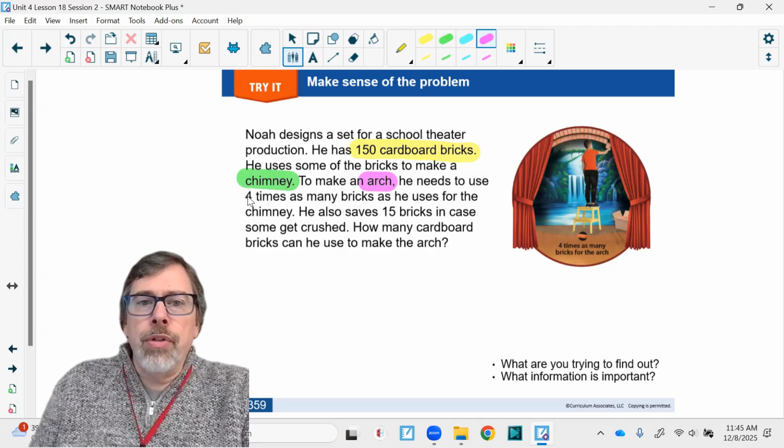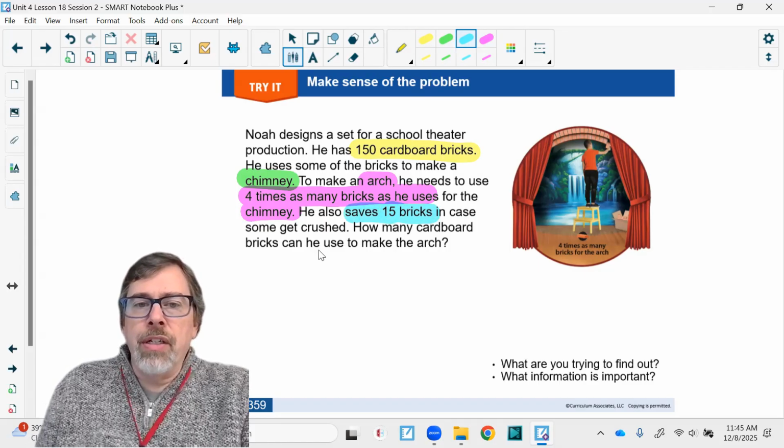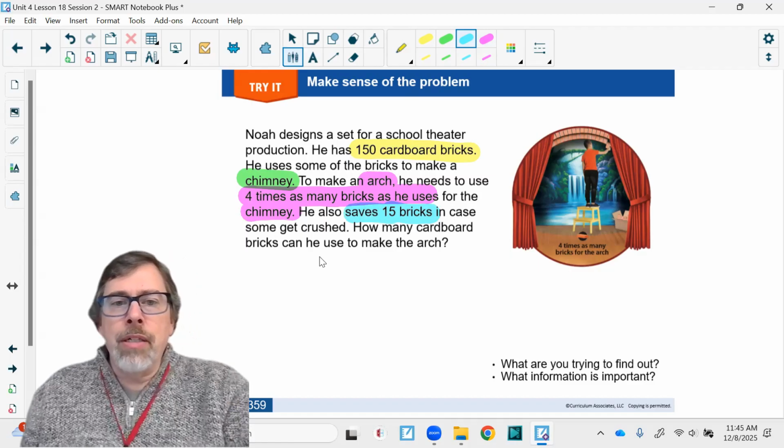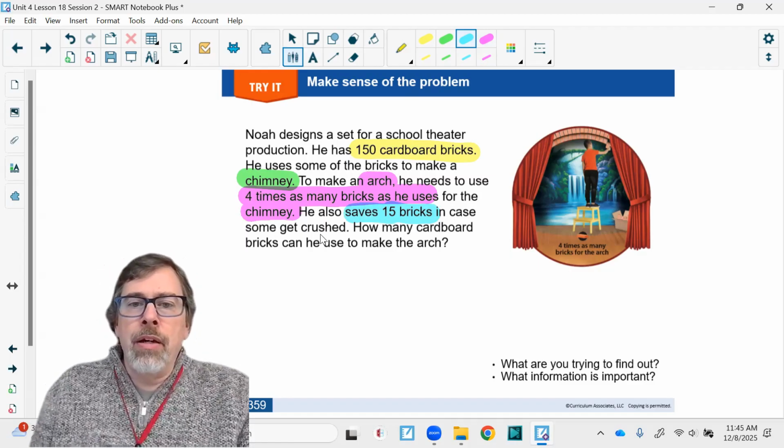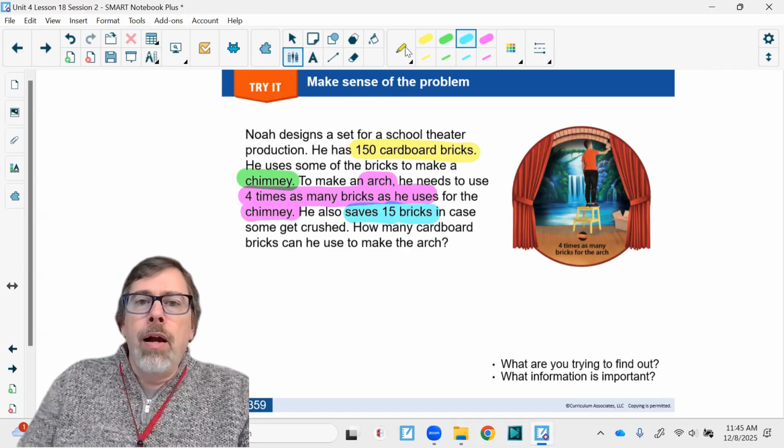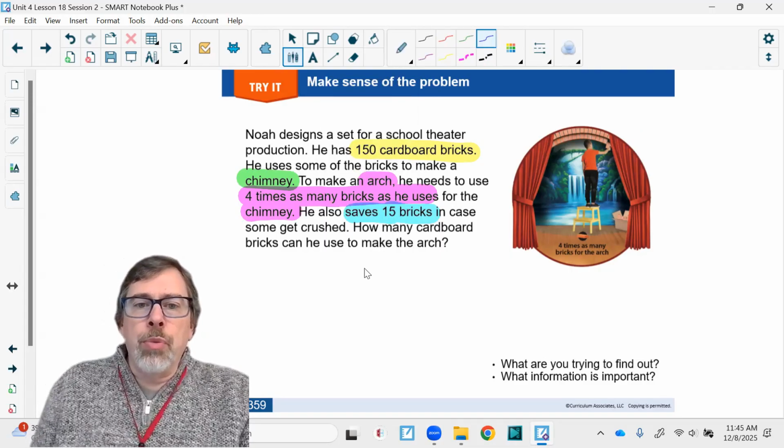Okay, so 4 times as many bricks as he uses for the chimney. He also saves 15 bricks in case some get crushed. So he's going to have a surplus of 15. So how many cardboard bricks can he use to make the arch? All right, so our total is 150.